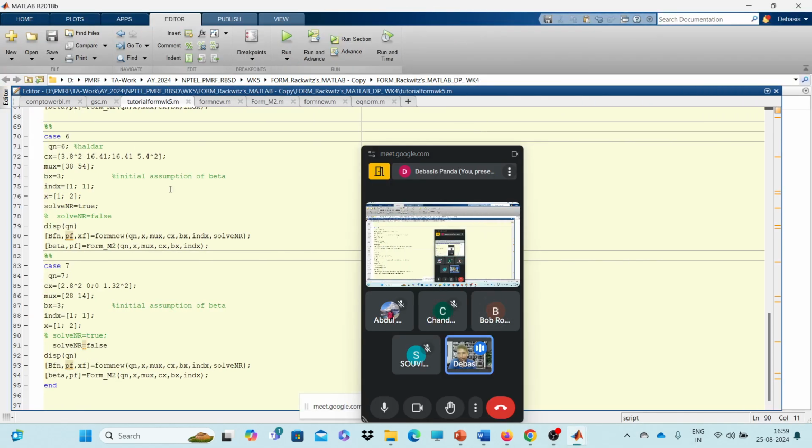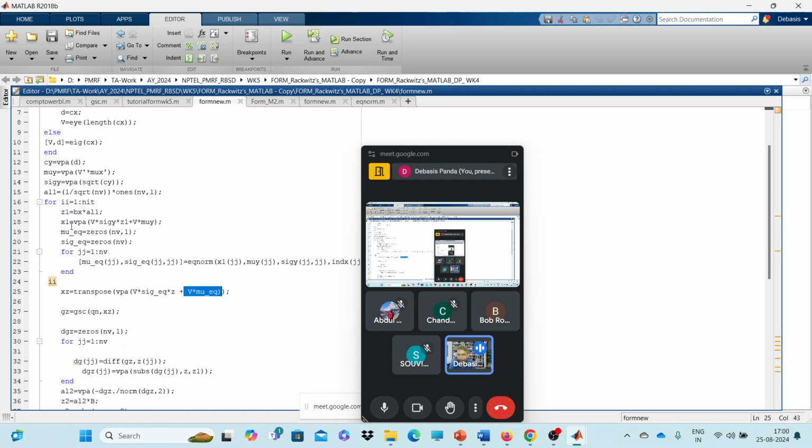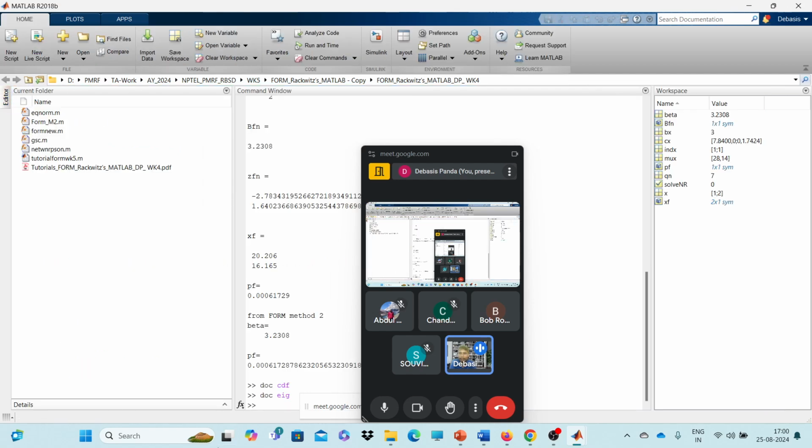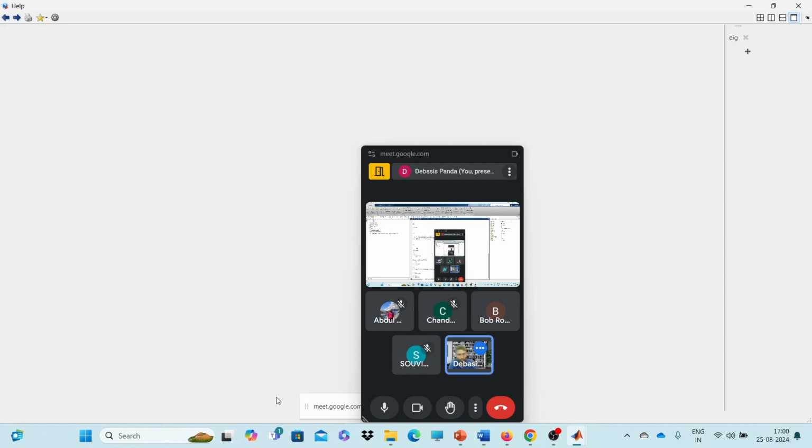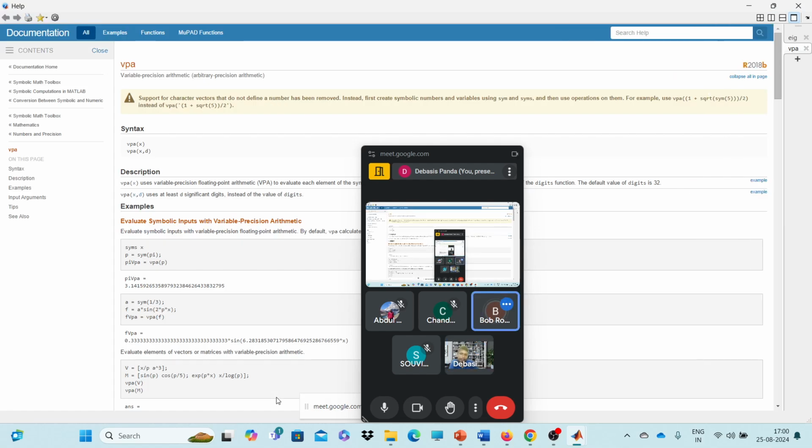At any line, if you stop anywhere, like why I have used this, like here I have used the VPA command. If you don't know VPA, just copy it here and look for doc or help, and they will provide it to you. You can check it.